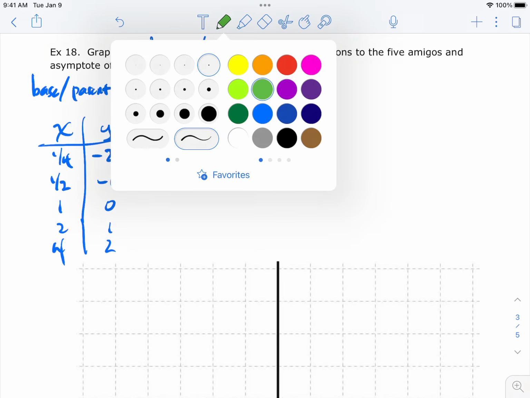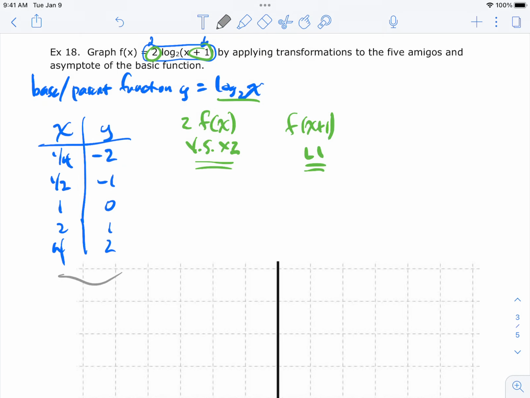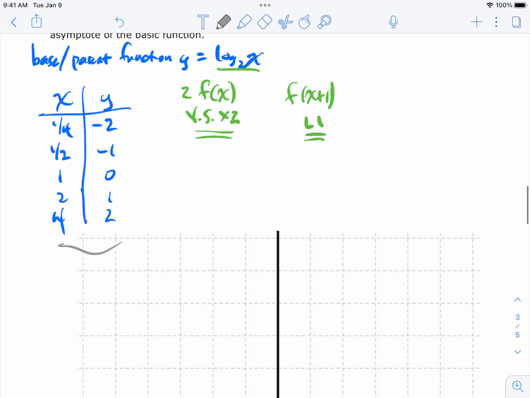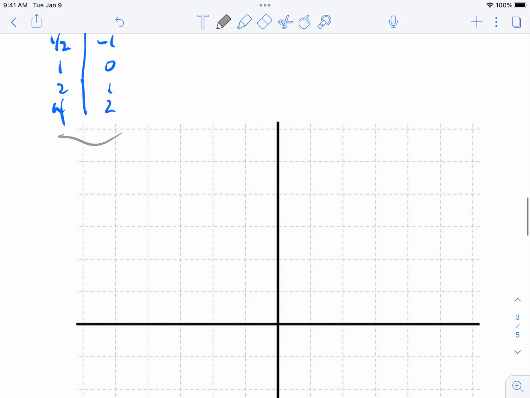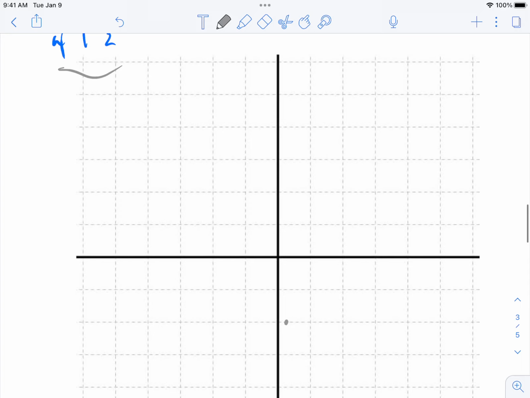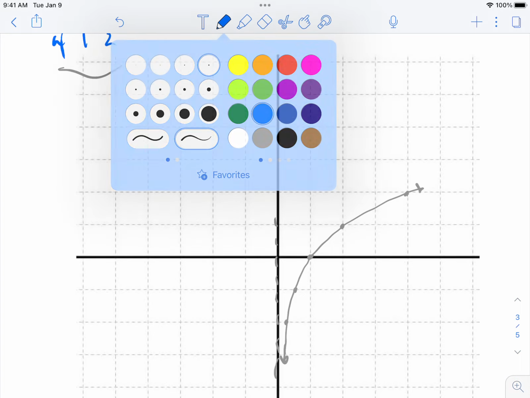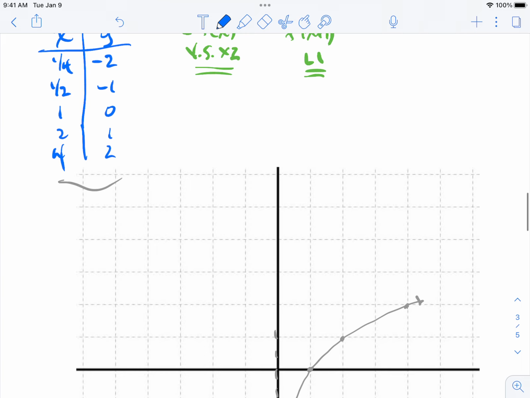So let's come back to our original function over here and just kind of graph it in gray. So when x is a fourth, y is -2. When x is a half, y is -1. 1, 0, 2, 1, 4, 2, with a nice vertical asymptote here. So there, that was our basic function, our parent function, if you will. And now we're going to make these 2 changes. Stretch it and go left 1.